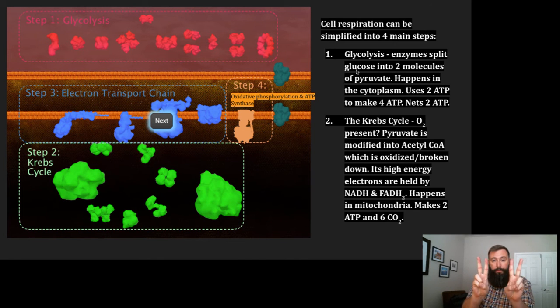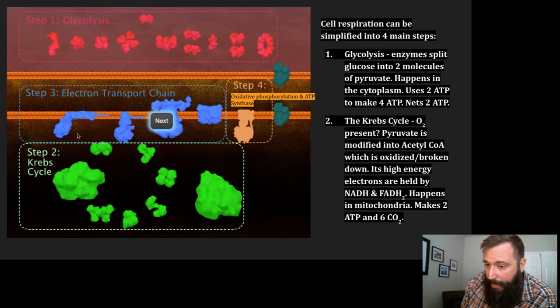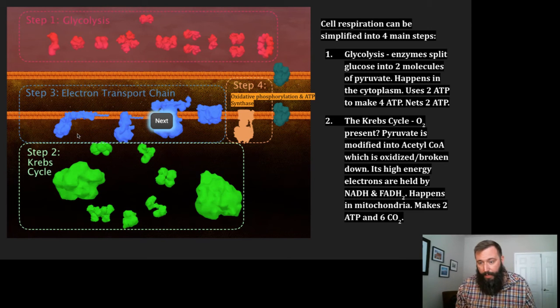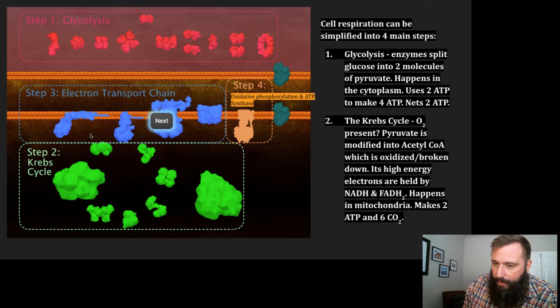We're going to strip a carbon off of those pyruvates and transform them into acetyl-CoA. And when we do that, we produce a little bit of carbon dioxide, sure. So pyruvate is modified into acetyl-CoA, which is oxidized, further broken down. Its high energy electrons are held by NADH and FADH2, these high energy electron carriers. In a moment, they'll shuttle the high energy electrons to the electron transport chain, but we'll get to that. This process is happening inside the mitochondria. So as we continue to oxidize glucose, it's happening in the matrix of the mitochondria, on the inside. This process makes a little bit of ATP.